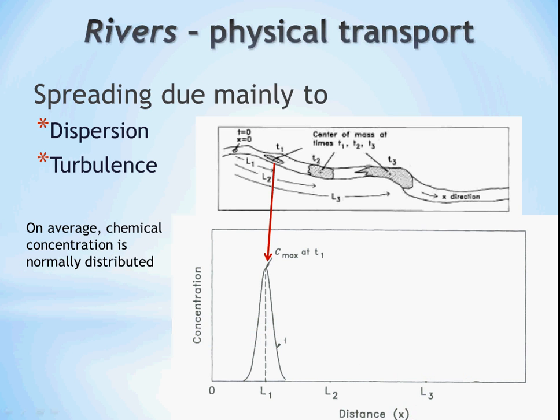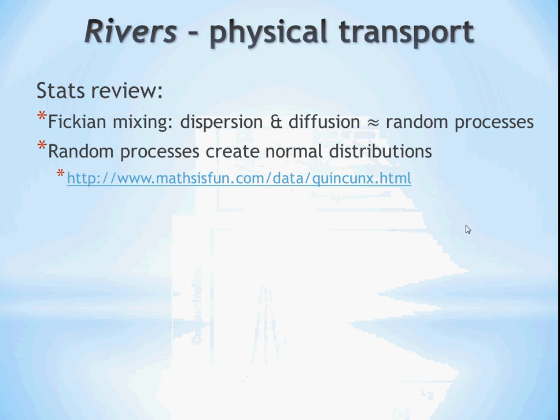So on average, chemical concentration or pollutant concentration in a river is normally distributed. And this works to our advantage when we're trying to predict where pollutants are going to go. But why is it normally distributed? If you remember back to your stats, I think most of you have had some stats up to this point. Fickian mixing, that is dispersion and diffusion, are essentially random processes, and random processes create normal distributions.